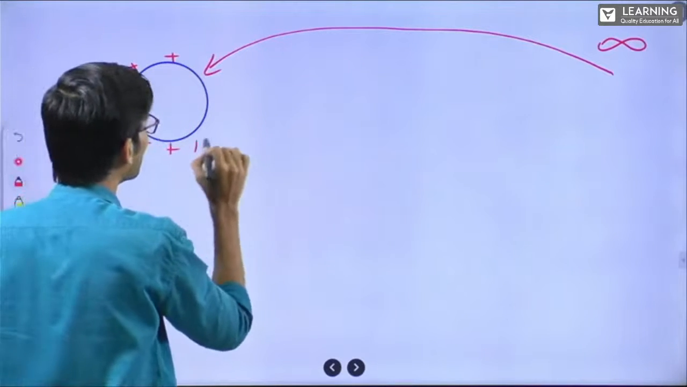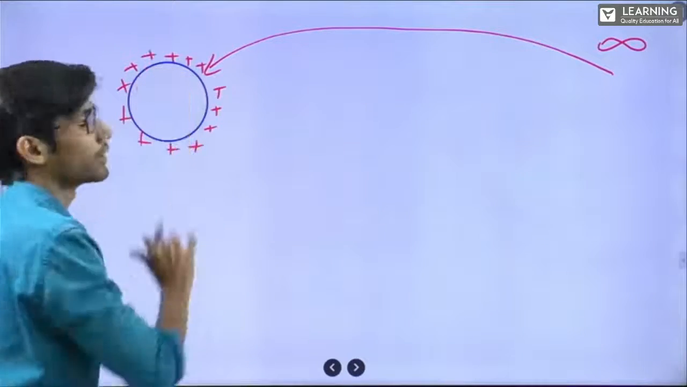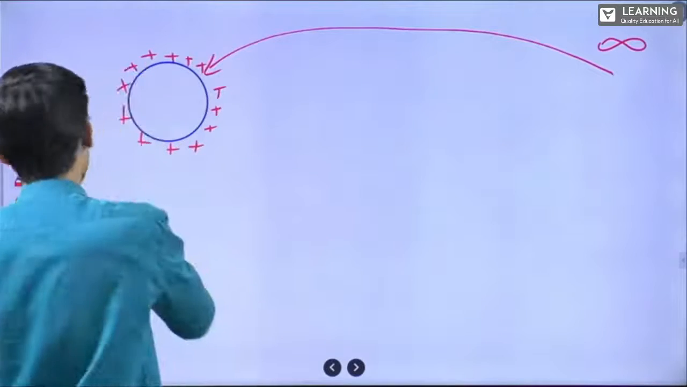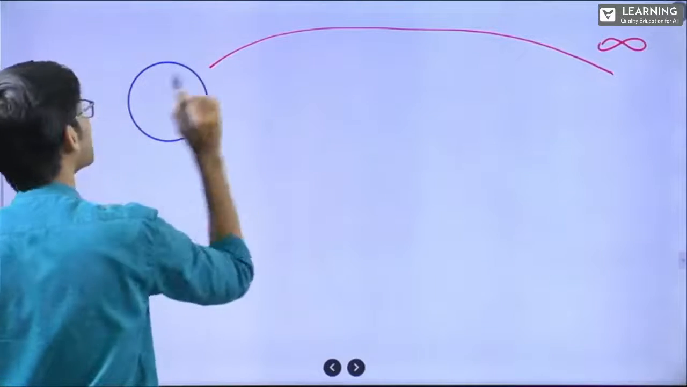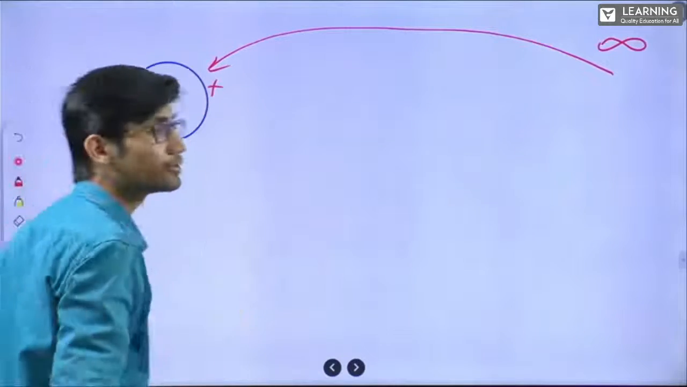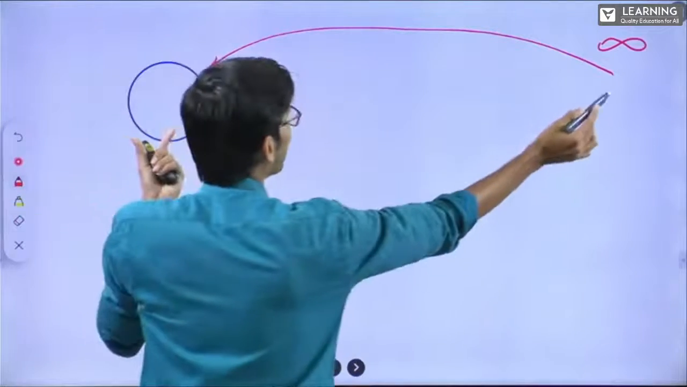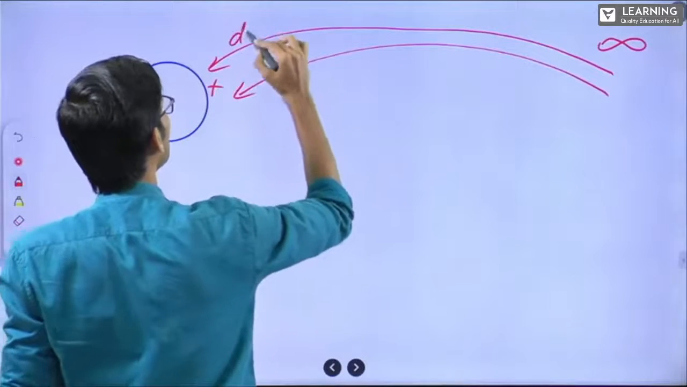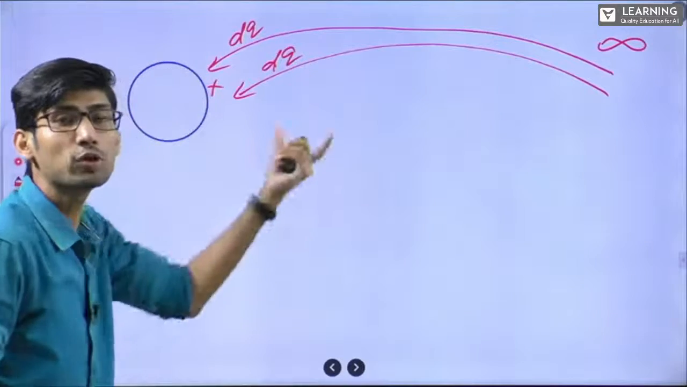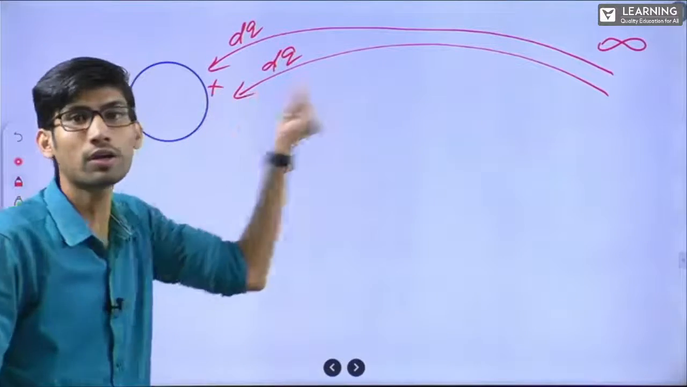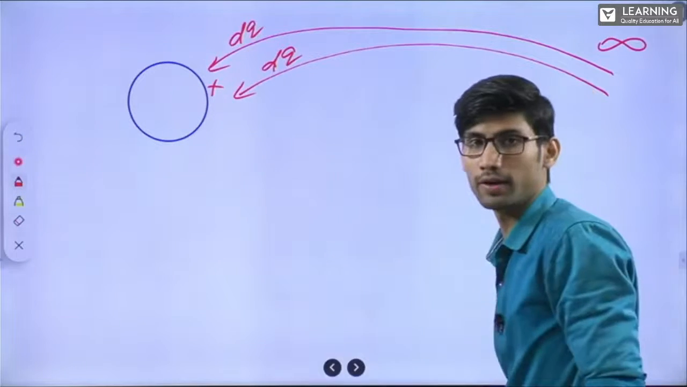A time will come when a lot of charge will be there. It will hold a lot of charge. But for getting the first charge, when we bring the first charge and keep it here, how much work will be done? Zero. There is nothing to oppose. But when I bring a second charge, let's say dq, I'll have to do a certain amount of work. Why? Because this dq will repel that dq. Correct? I have to do work against this electric field.